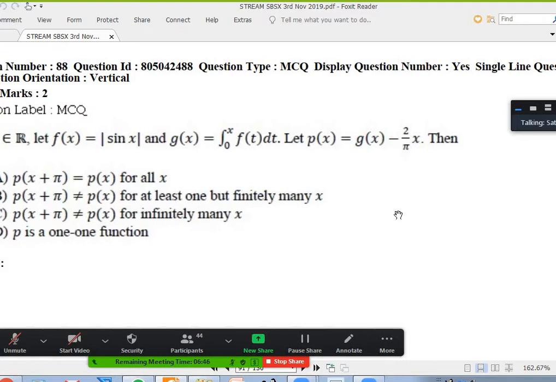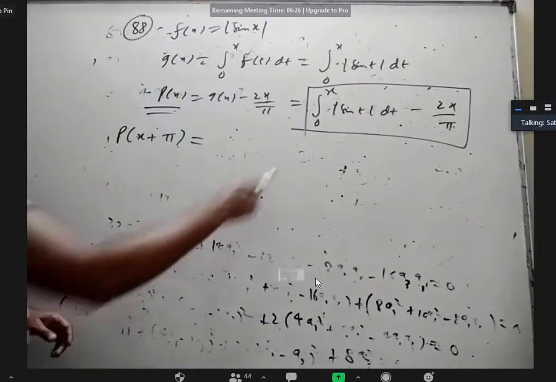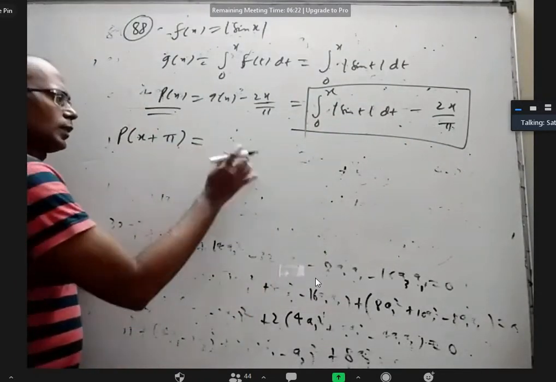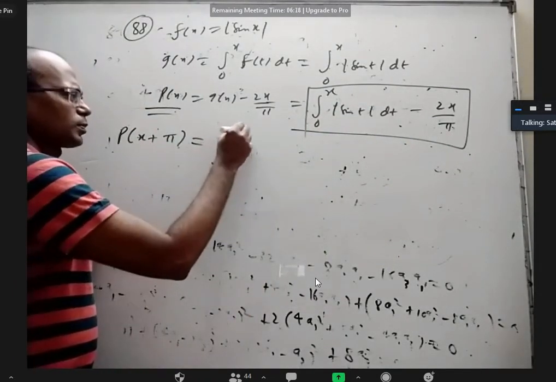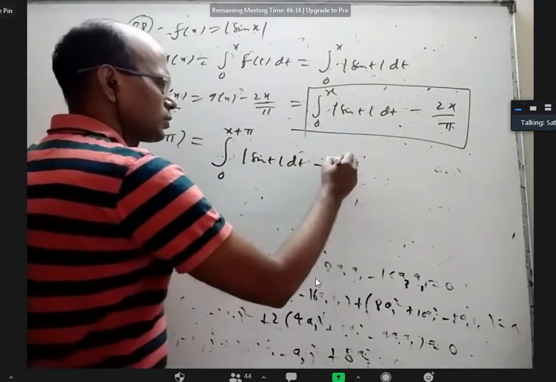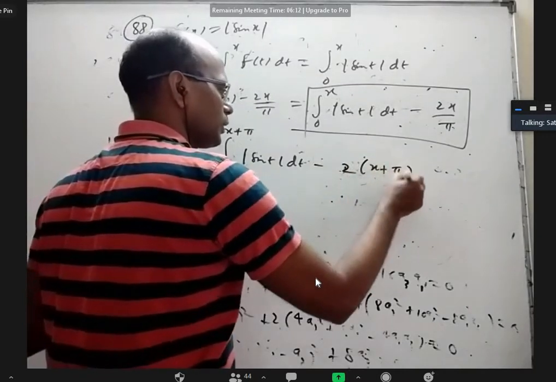Now whether pi is the period of this function or not, that's mainly the question. Is it a periodic function? You have to find P of x plus pi and see whether P of x is coming or not. Okay, this is P of x. Just find P of x plus pi. Wherever x is there, you have to write x plus pi. P you don't have to touch. So 0 to x plus pi mod sin t dt minus 2 into x plus pi by pi.